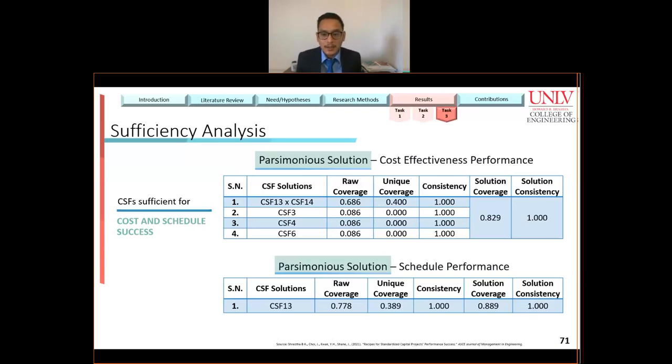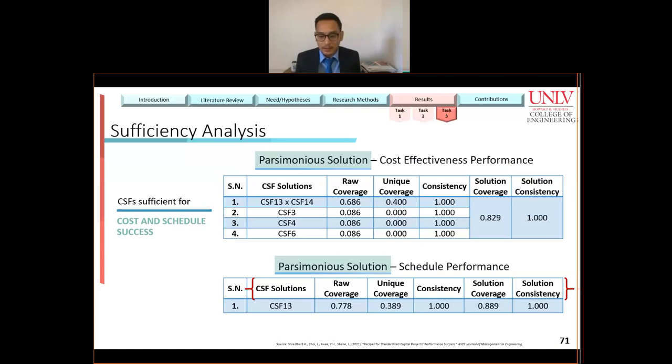Prime implicants are the conditions that cannot be left out of the analysis in the truth table. So these are the elements of the analysis, as you can see. We have CSF solutions, raw coverage, unique coverage, consistency, which again represents significance level in statistical analysis, and we have solution coverage and solution consistency. Solution coverage and solution consistency are the ones we are more concerned with.